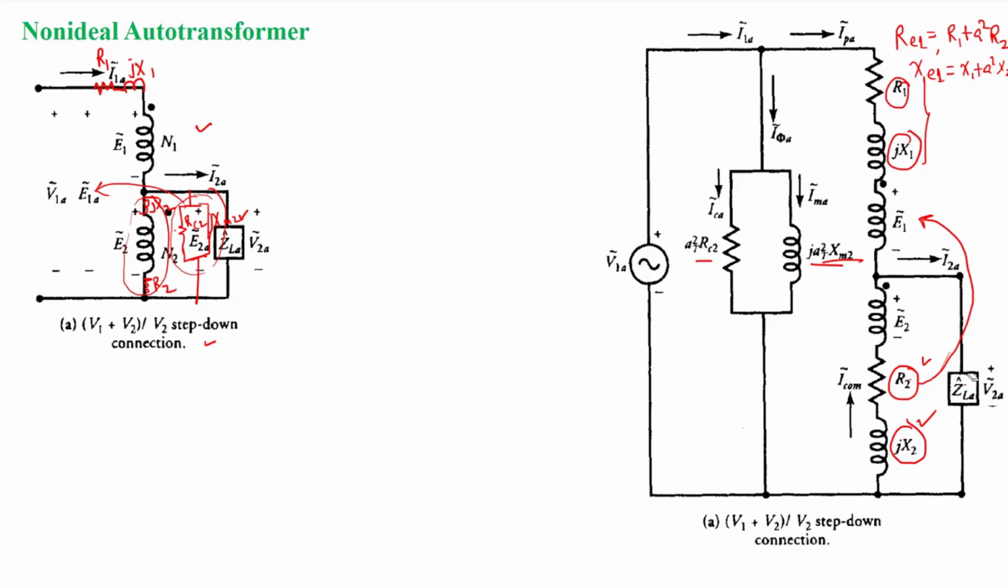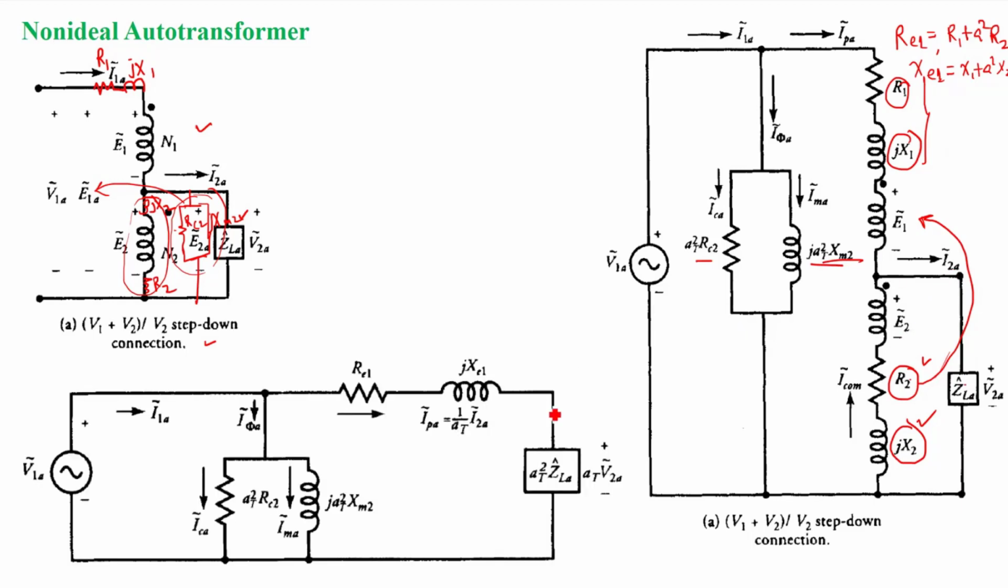Because this is now in the secondary side, if I refer it to the primary side, a will be multiplied with the voltage and a square will be multiplied with ZL. And similarly, this current will be divided by a, right? Now we can see the more simplified figure, in the approximation form. So this will remain as it is in the primary side, which is connected in parallel to V1A, right?